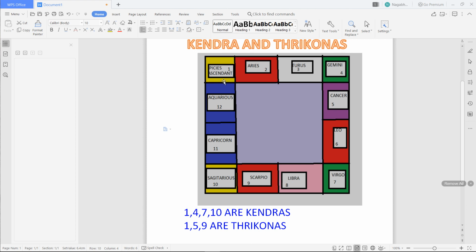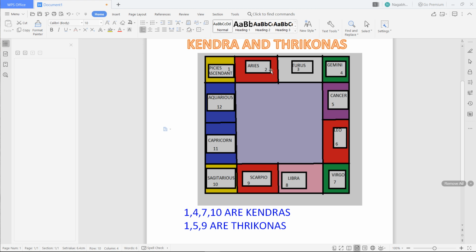What are kendras and thrikonas? See, in this chart that you are watching, this is a Pisces ascendant Rashi, and generally the chart is going to start from Aries.